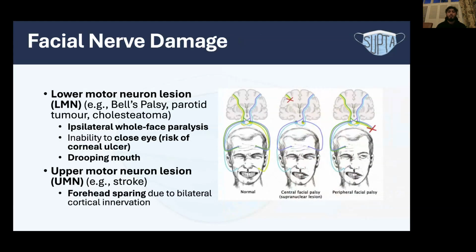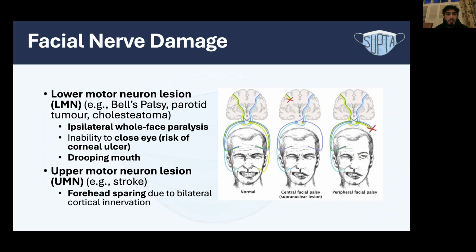So the facial nerve, generally we break it up into upper and lower motor neurons. The reasoning for this clinically is because the lesion can present anywhere along the facial nerve, but we need to figure out whether this is upper or lower motor neuron, right? So if this is lower, the main things that we're worried about are Bell's palsy, parotid tumors, and cholesteatomas.